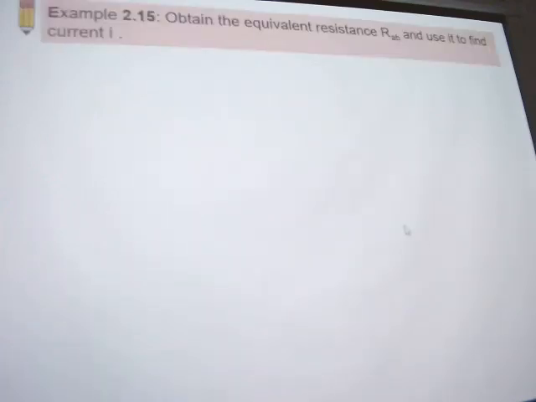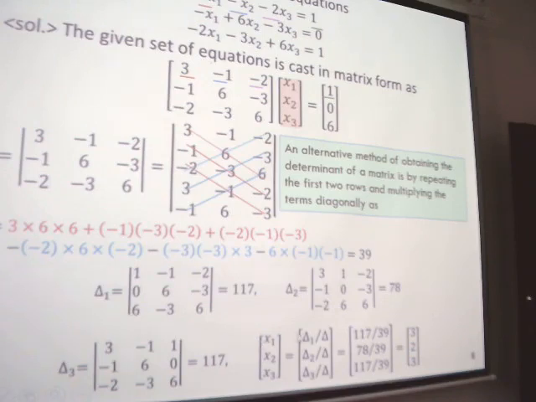Now we're going to do an example. Please obtain the equivalent resistance and use it to find our current R. I will use delta, 1 over delta, and similarly get the result. And this one is Cramer's rule.